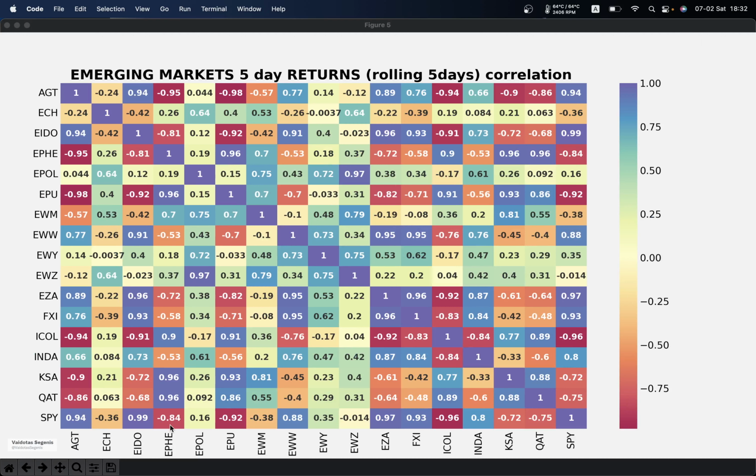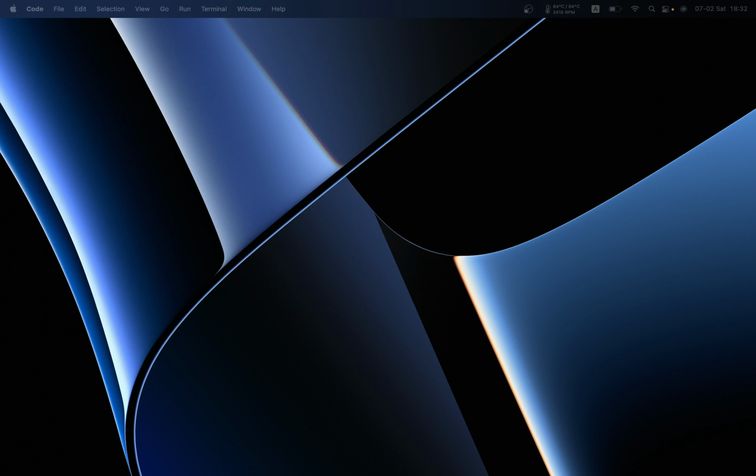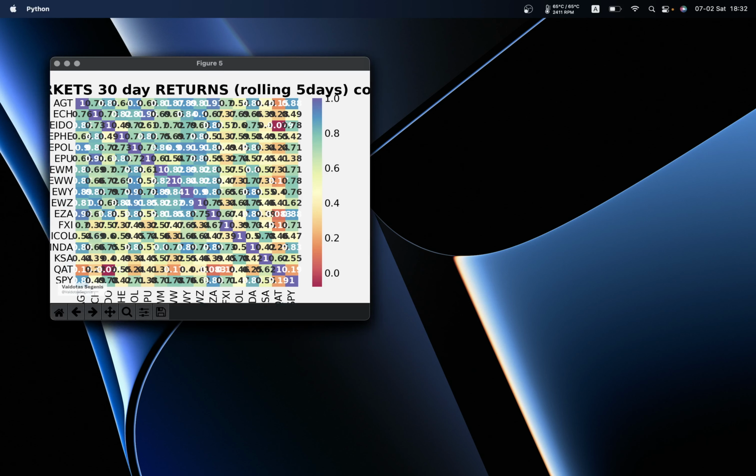Yeah, same situation. So Poland, EWM, same ECH, and look at ICOL. It's totally negative correlation to the SPY. KSA, QAT, nice. So in emerging markets we started from 5 days. I will skip 10 days and I will just show you what's happening on a longer time frame, which is 30 days, because I don't expect 10 days to look very different. Okay, we have 30 days.